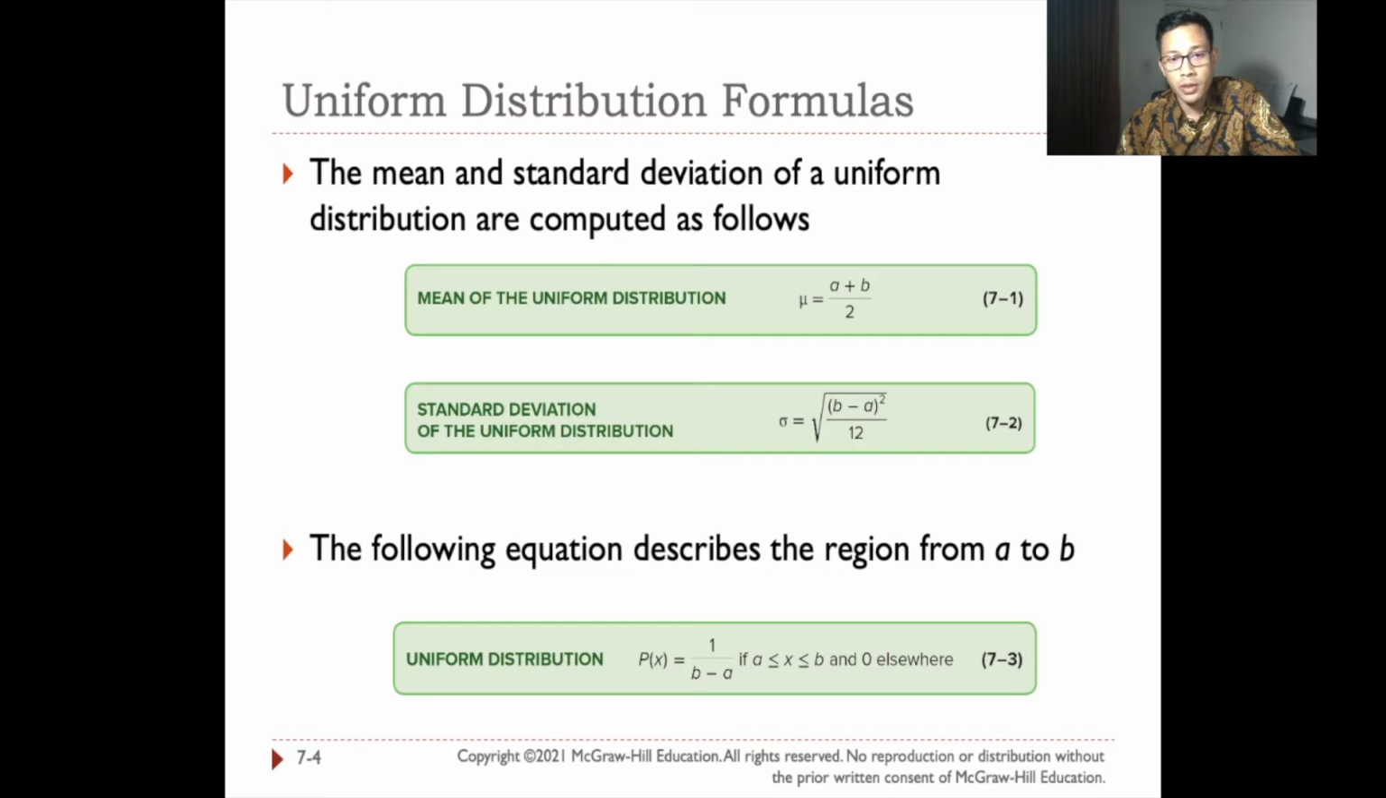Now, the following equation describes the region from A to B, or basically this is the definition of the uniform distribution. The probability of x is equal to 1 over B minus A if x is between A and B inclusive, and 0 elsewhere. So again, note that the definition includes P of x equal to 1 over B minus A if x is between A and B inclusive, and the probability of x is 0 elsewhere.